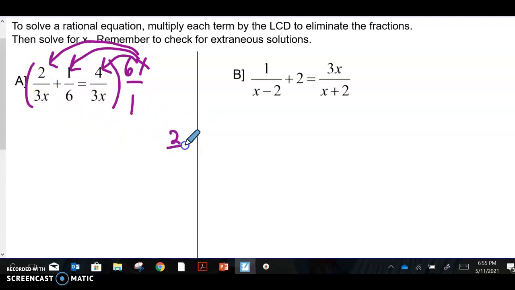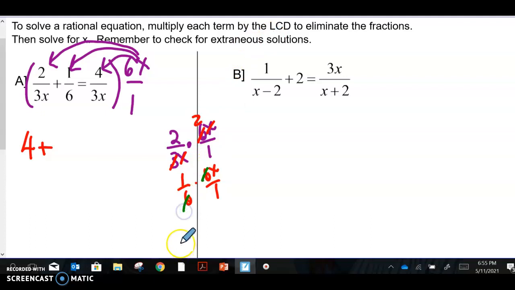I might have to go off to the side to show you what happens when I take 2 over 3x times 6x. X's cancel, 3 goes into 6 twice. I end up with 4. What happens when I take 1/6 times 6x? Well, it looks like the 6's cancel. I have 1 times x, which is x. What happens when I take 4 over 3x times 6x? X's cancel, 3 goes into 6 twice, 4 times 2 is 8.